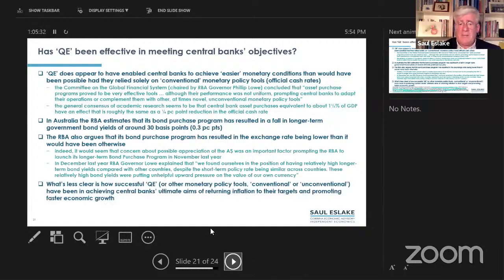What's less clear is how successful quantitative easing might have been in achieving central banks' ultimate aims of returning inflation to their target band, which the Japanese have had no success in doing, even though they've been pursuing QE now for more than 20 years, and which neither the Federal Reserve nor the European Central Bank have been able to do, despite pursuing quantitative easing for the past 10 years. So it's an open question as to whether or not central banks have actually been able to achieve all that they want to through the process of quantitative easing.